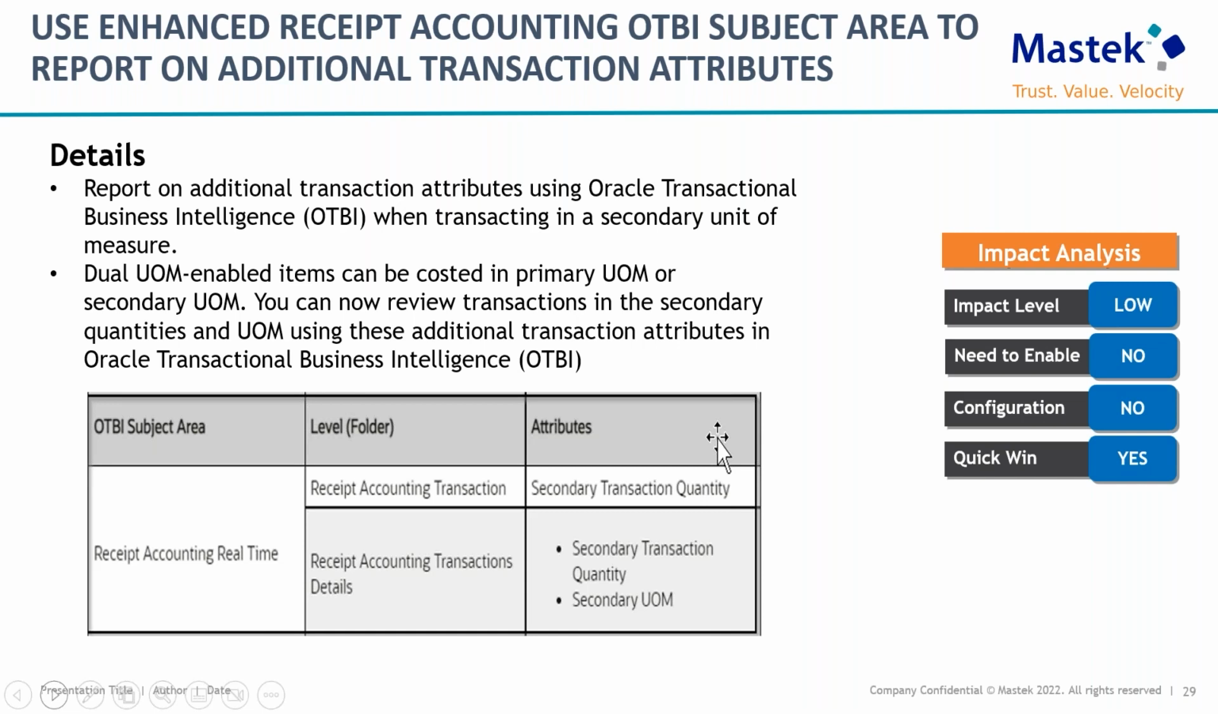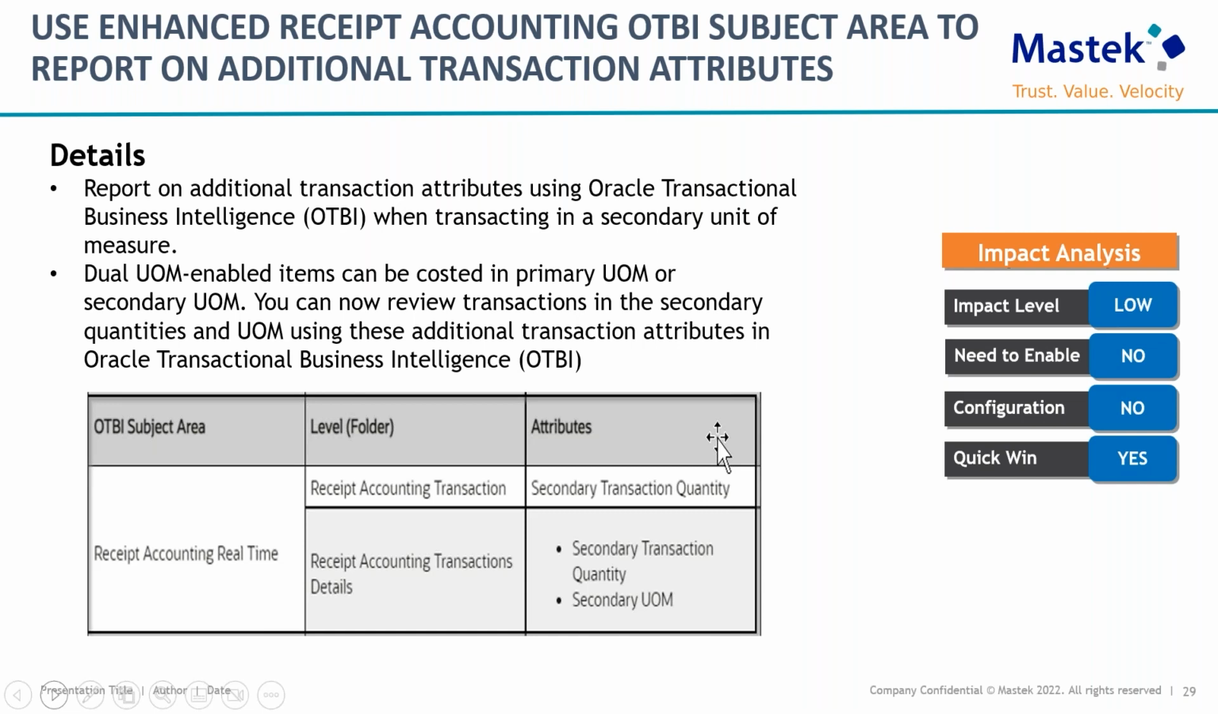Moving forward to the next feature, you can use enhanced receipt accounting and OTBI subject areas to report on additional transactional attributes. The details for this feature are report on additional transaction attributes using Oracle Transaction Business Intelligence, that is OTBI, when transacting in secondary units of measure. Dual UM enabled items can be costed in primary UM or secondary UM. You can now review transactions in the secondary quantities and UM using the OTBI attributes that you are seeing in the screenshot.